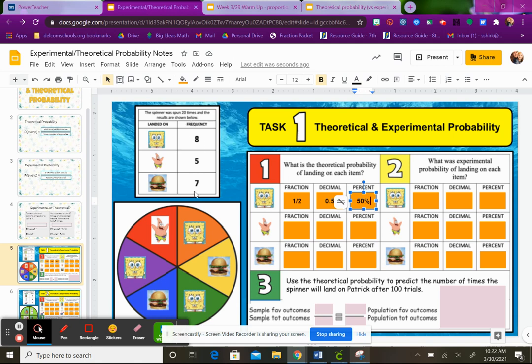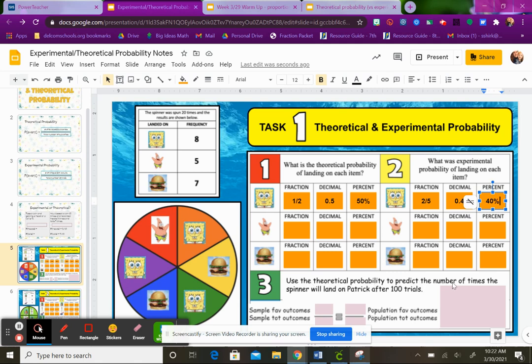I then did that 20 times, and I got SpongeBob 8 of those times. So this is an 8 out of 20. And I can divide by 4, and I get 2/5. 2/5 is the same thing as 4/10, so it's 0.4, and that is 40%. So this is what you're going to be working on today, is just practicing finding what the ideal probability would be, the theoretical, and then also recording what the experimental probability was.